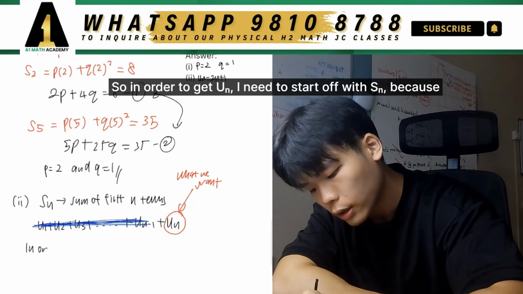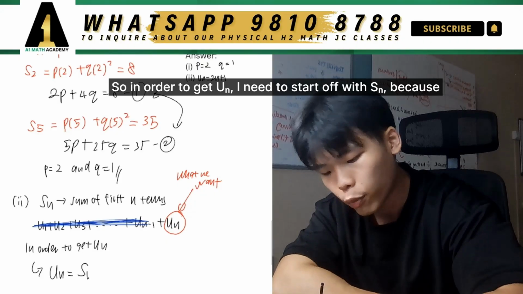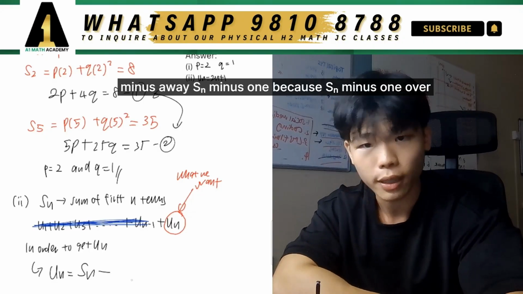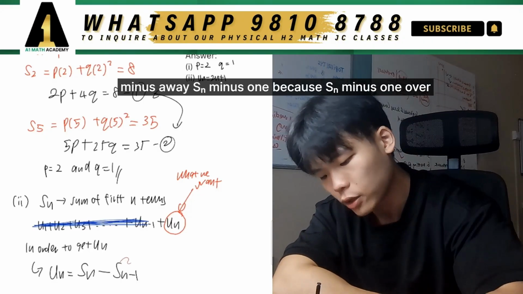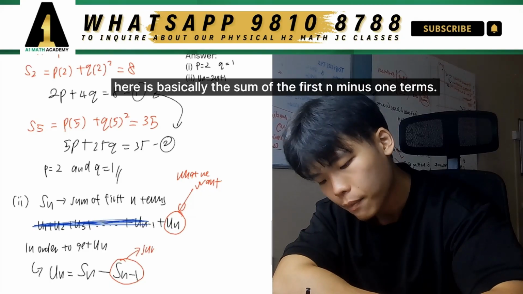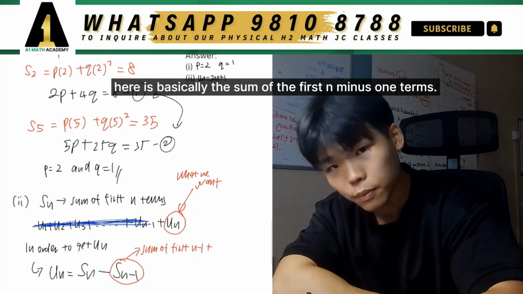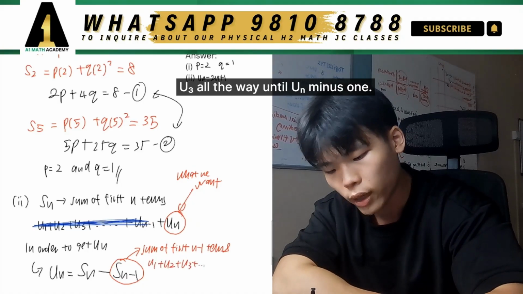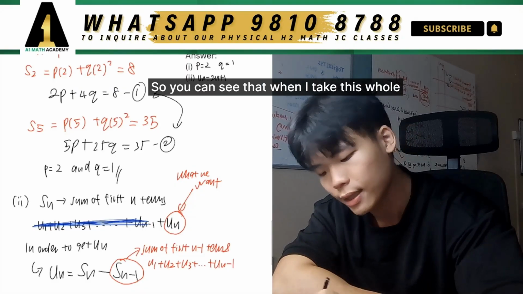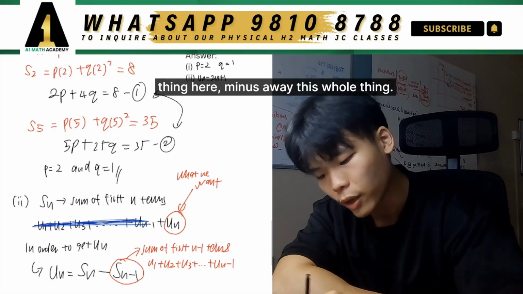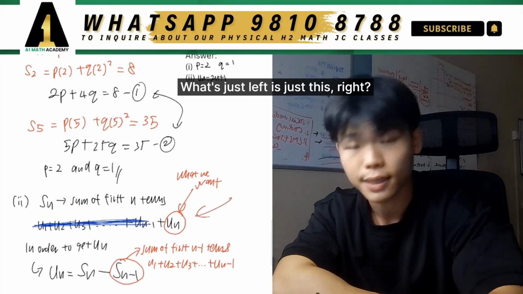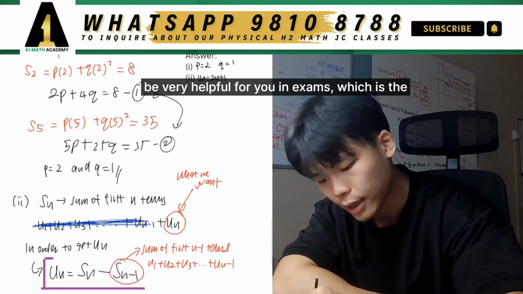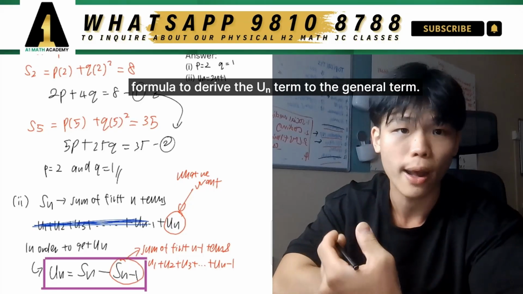So in order to get un, I need to start off with Sn, because Sn is the sum of the first n terms. But then I need to minus away Sn minus 1, because Sn minus 1 over here is basically the sum of the first n minus 1 terms. So Sn minus 1 is u1 plus u2 plus u3 all the way until un minus 1. So you can see that when I take this whole thing here, minus away this whole thing, what's left is just this, right? So this is the first important formula that will be very helpful for you in exams, which is the formula to derive the un term, the general term.